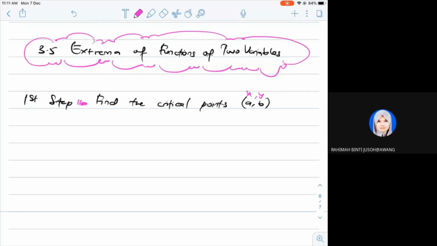It can be 4. Okay, it can be 2. It depends on the equations given. It depends on your f(x,y). Okay, so now how do we find critical points?